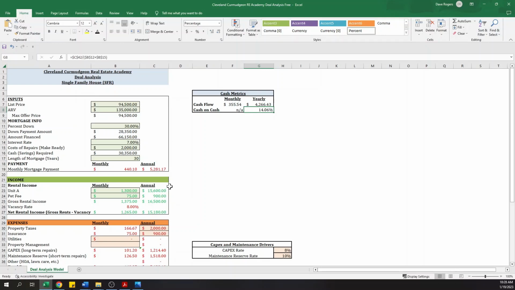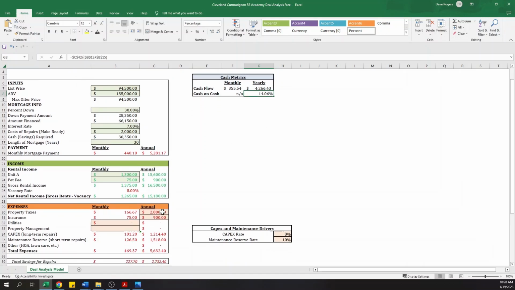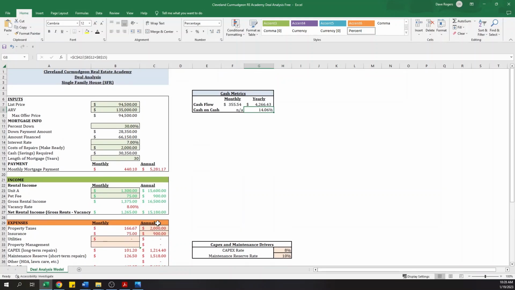All day I'm ready to buy this deal now because my taxes are going to be lower, insurance doesn't really change. But again, this is the value of this spreadsheet. We can make these adjustments. We can do like a big 10,000 foot view, use my 15% CAPEX, 10% maintenance, all these other numbers.